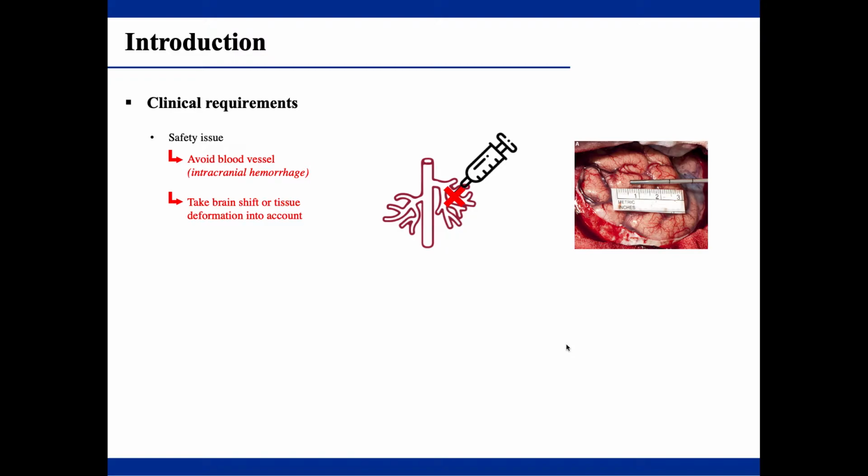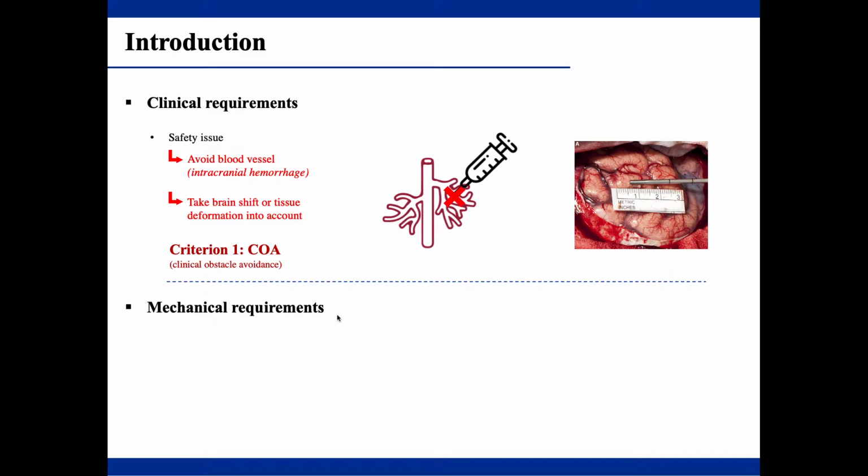For clinical requirements, it is about safety. During needle insertion, the needle should avoid blood vessels, some nerves, and tissues. Brain shift and tissue deformation had better be taken into account. All of these are criterion 1. It is named COA, clinical obstacle avoidance.